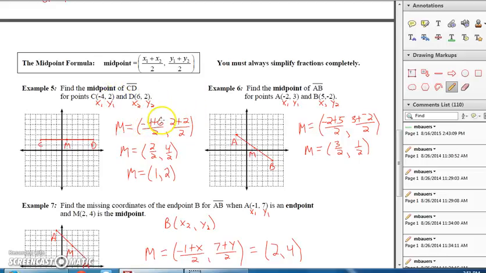So -4 plus 6 is 2. What's 2 divided by 2? 1. 2 plus 2 is 4. 4 divided by 2 is 2. So this is the coordinates of the midpoint. And look at it, it looks like it's right in the middle.